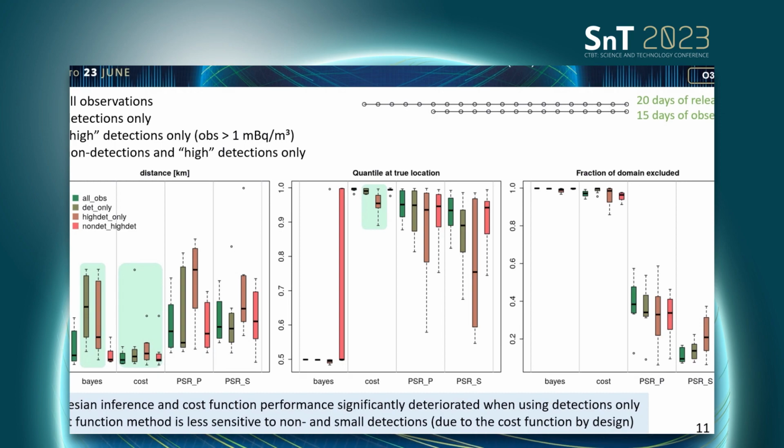Another observation is that the cost function method is less sensitive to the non-detections and small detections, but this is by design of the cost function. So you can see here that the distance score is fairly robust, let's say.